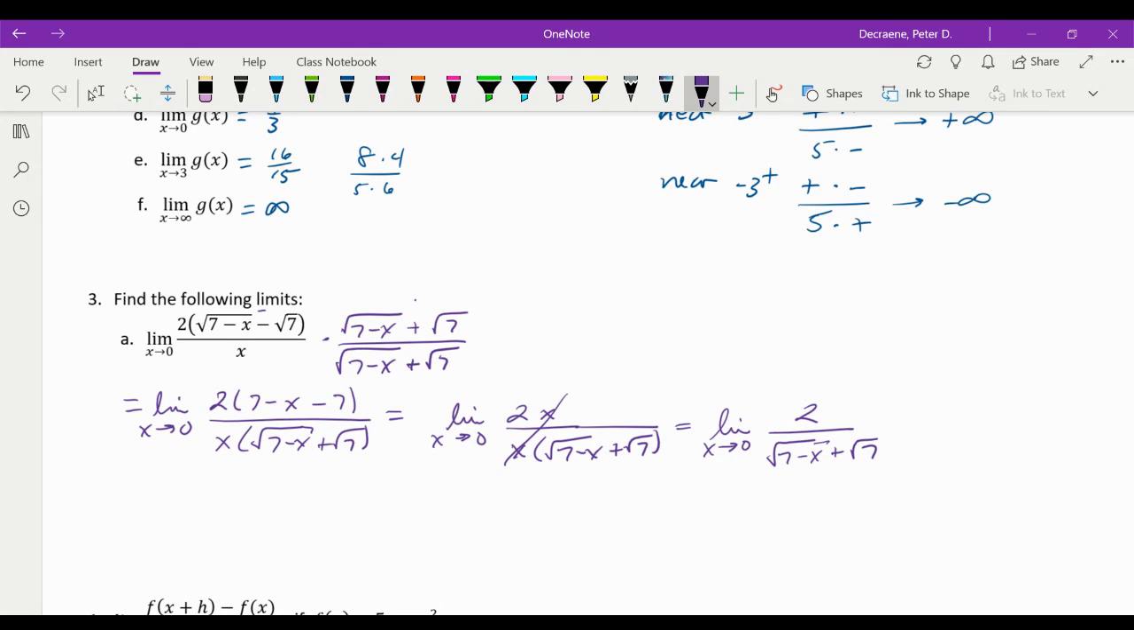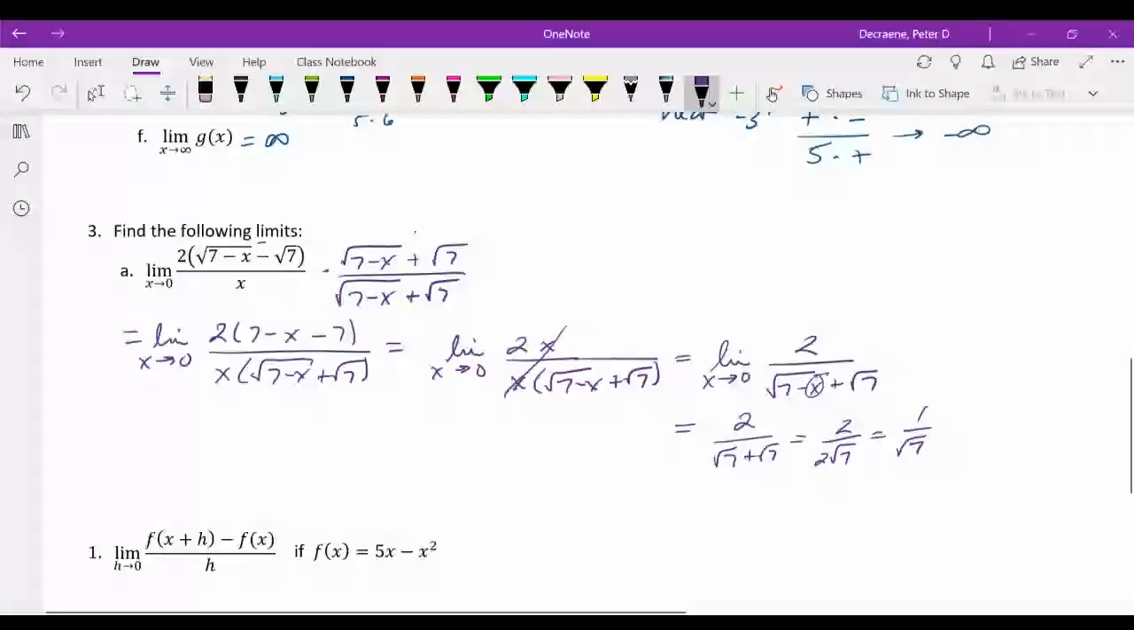And now as we go to 0, that x goes to 0. So the whole thing gets closer and closer to 2 over root 7 plus root 7, which is 2 divided by 2 root 7, which is 1 over square root 7. So multiplying by the conjugate of that radical expression did help a lot.